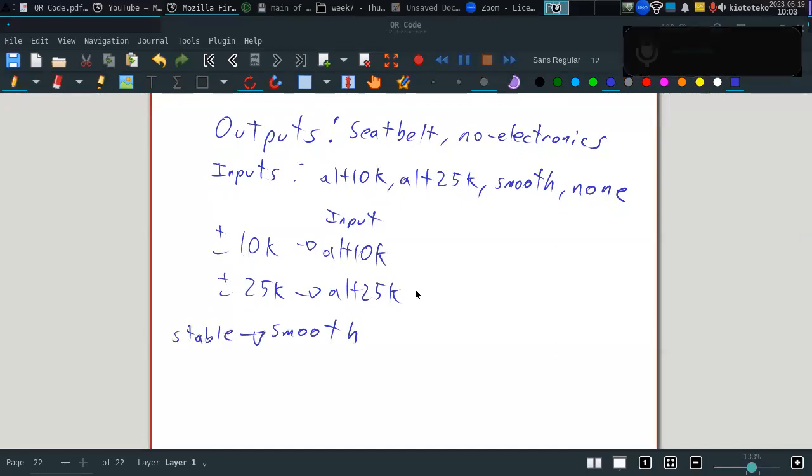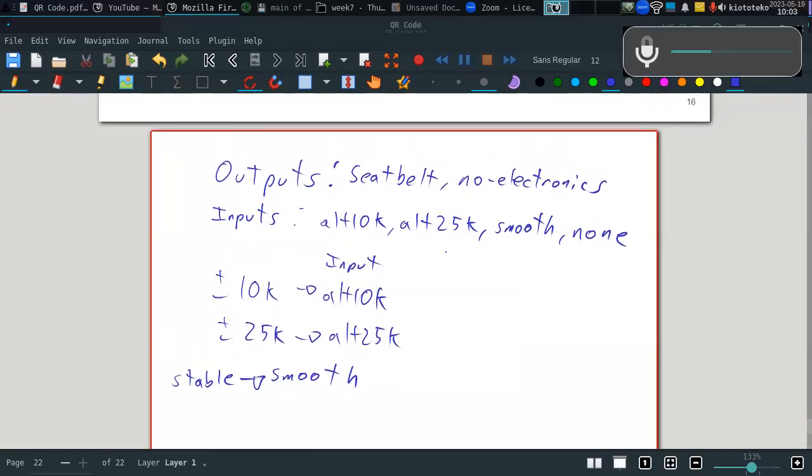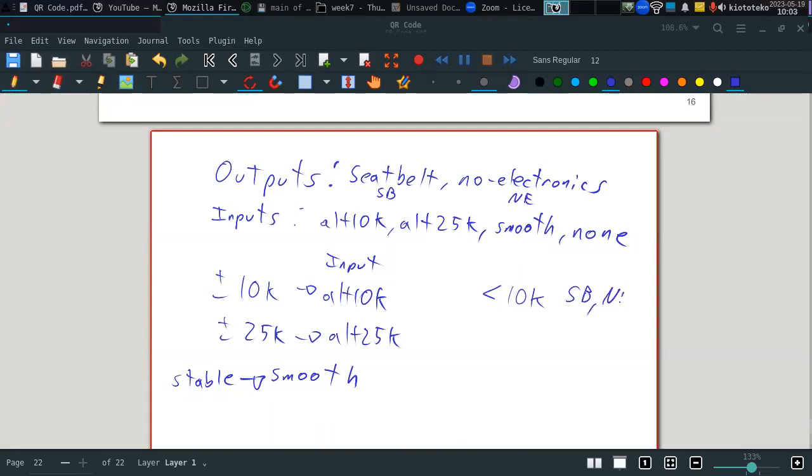So now what's the relationship with our outputs? Well, when it's lower than 10K, sorry, not equal, lower than 10K, our output will be that, let's abbreviate this with seatbelt and NE. So our seatbelt signal and our no electronic sign will be up, while we will be displayed.